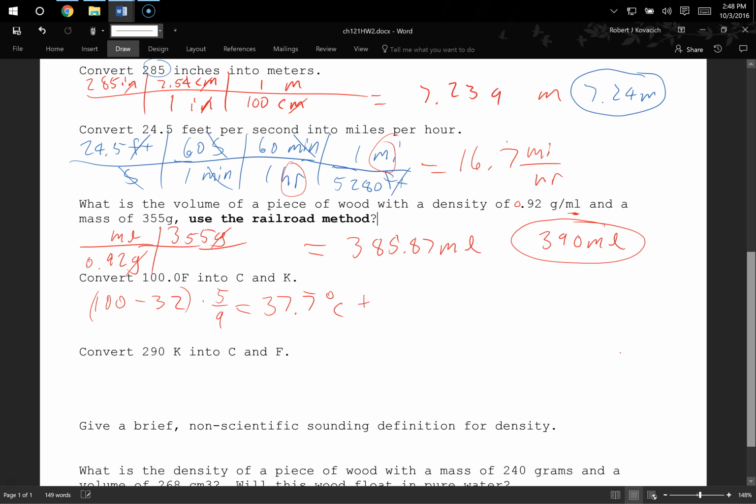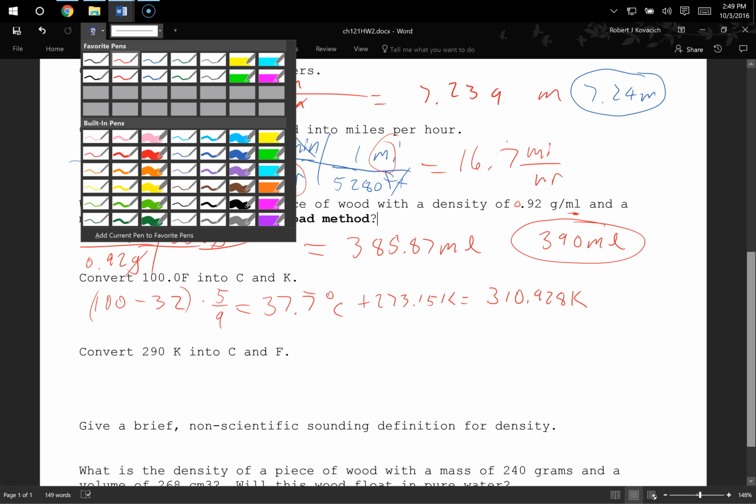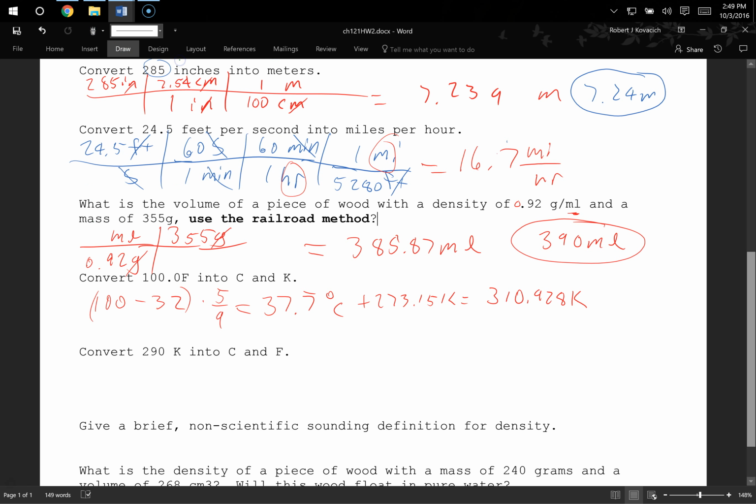And then I need to go into Kelvin. So to go to Kelvin, I'm going to add 273.15 K, or whatever, to get that. So let me add that, plus 273.15 equals. This will give me 310.928 K. All right, so what should my answers be? 37.78 degrees Celsius. And then this one will be 310.9. Okay. 4 sig figs here, right?